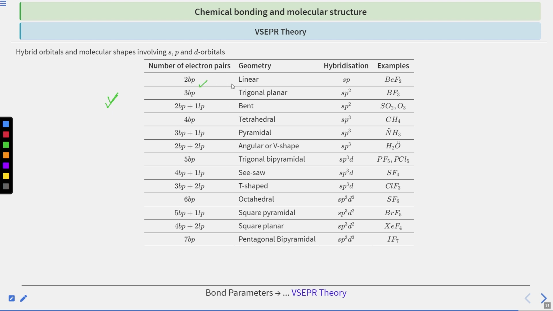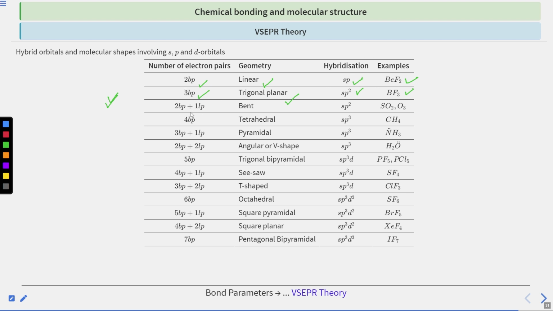If we have 2 bond pairs, then the geometry will be linear, and the hybridization in this geometry will be sp, for example in BeF2. Second, 3 bond pairs: the geometry will be trigonal planar, and the hybridization is sp2, for example BF3.